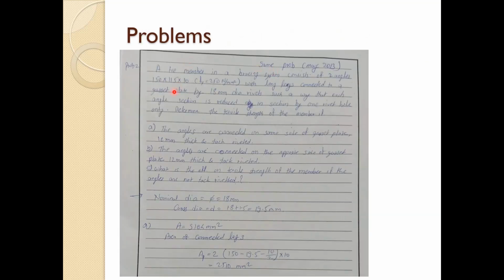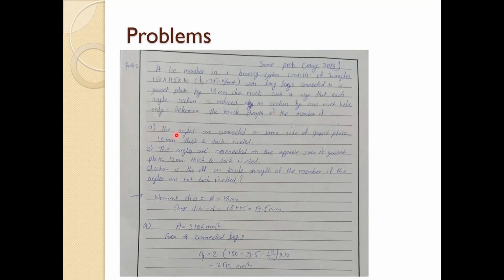Now the problem. A tie member in a bracing system consists of two angles, that is ISA 150 by 115 into 10. Fy is given as 250 Newton per mm square, with long legs connected to a gusset plate by 18 mm diameter rivets, in such a way that each angle section is reduced in section by one rivet hole only. Determine the tensile strength of the member for the different conditions.